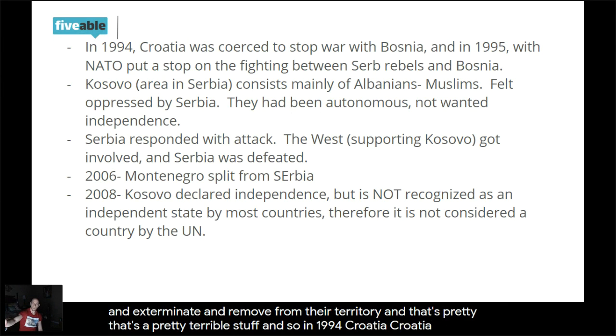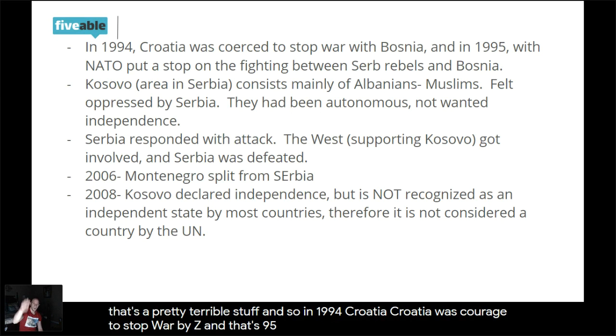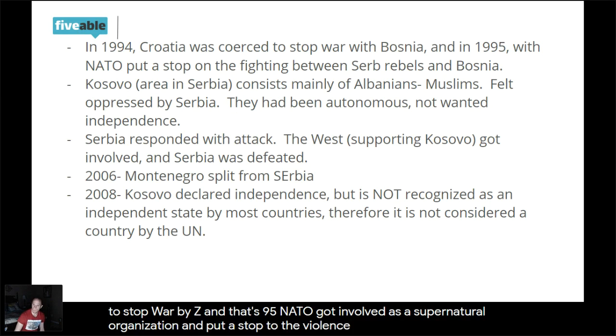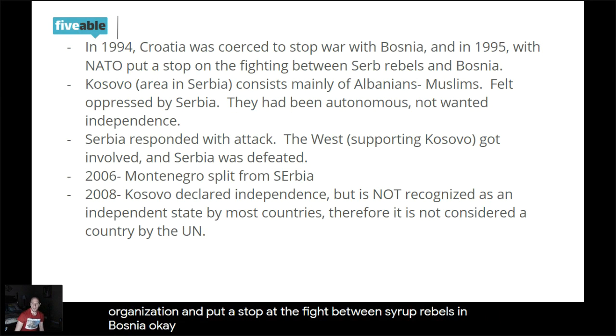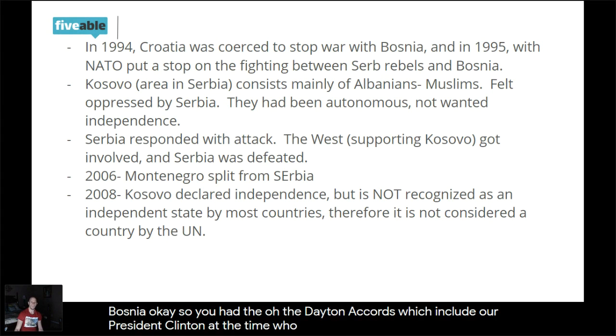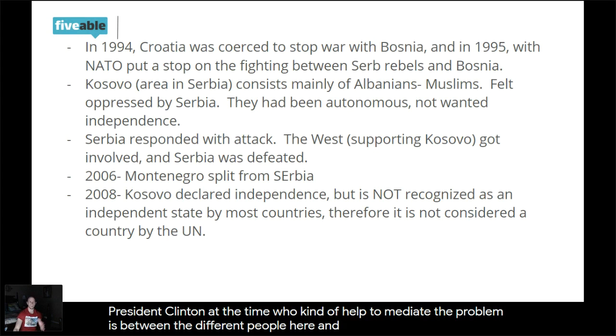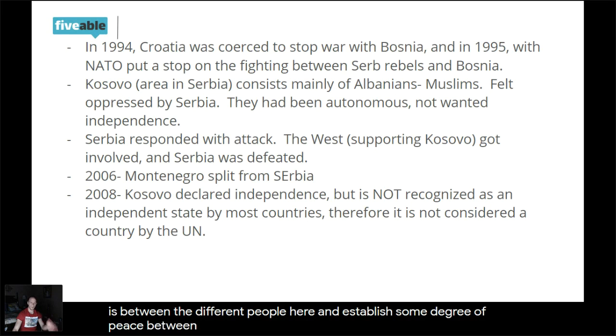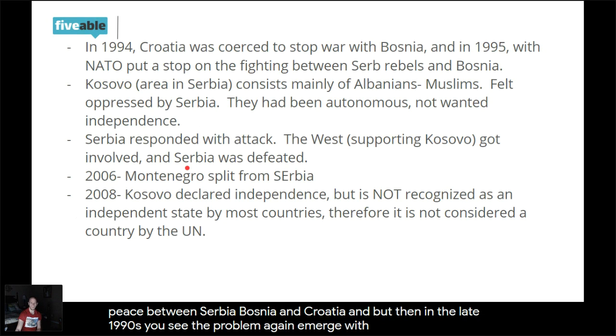And so in 1994, Croatia was coerced to stop war with Bosnia. In 1995, NATO got involved as a supranational organization that put a stop to the fight between Serb rebels and Bosnia. Okay, so you had the Dayton Accords, which included our President Clinton at the time, who kind of helped to mediate the problems between the different people here and establish some degree of peace between Serbia, Bosnia, and Croatia.